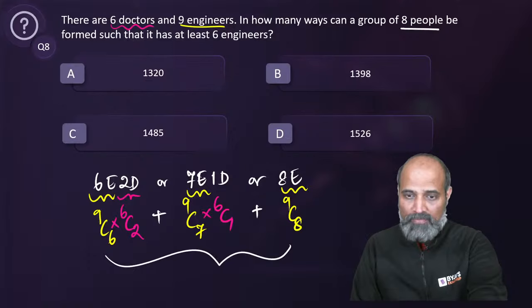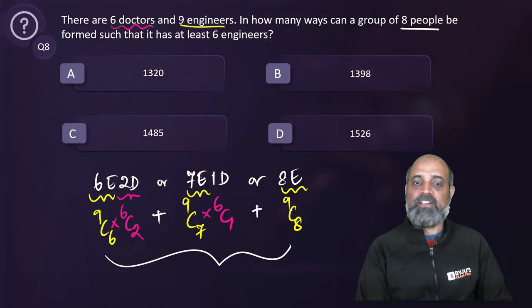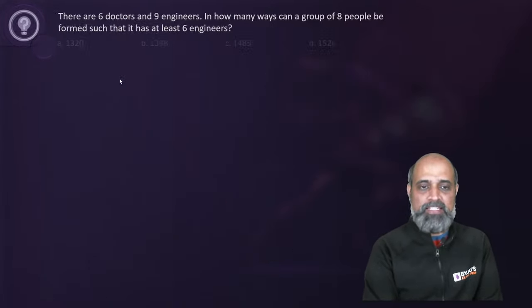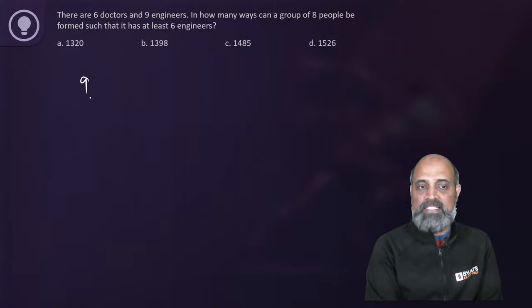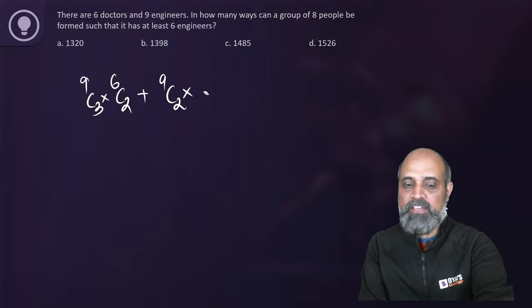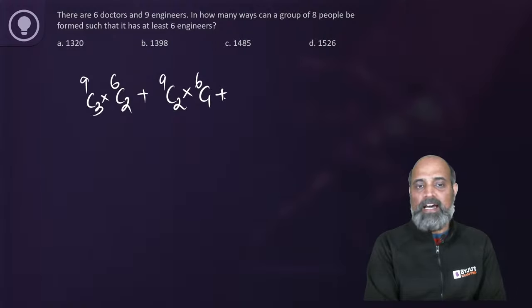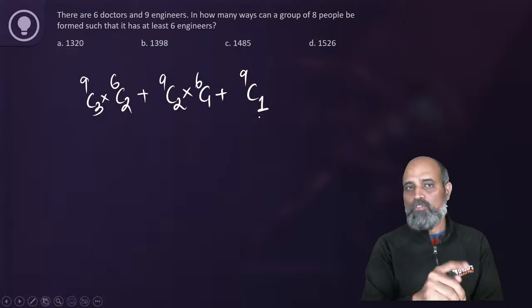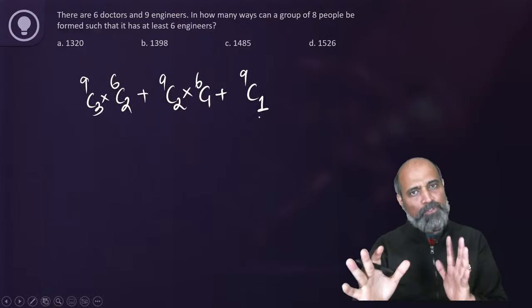So 1485 is what people are getting. So how will I solve it? Okay, so what I'm going to do is 9C6 is same as 9C3. So I'm going to write 9C6 as 9C3 and 6C2. Then we had 9C7. So instead of 9C7, I'm going to write 9C2 and the next one was 6C1, right? And last wala kya tha? 9C8. Instead of 9C8, I'm going to write 9C1. Why did I change this? To make the calculation easier.